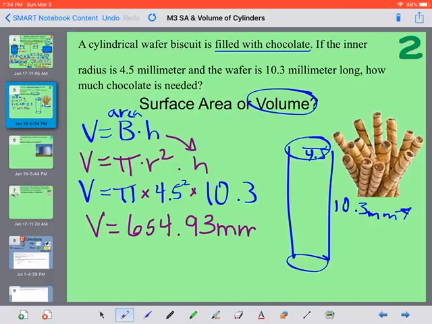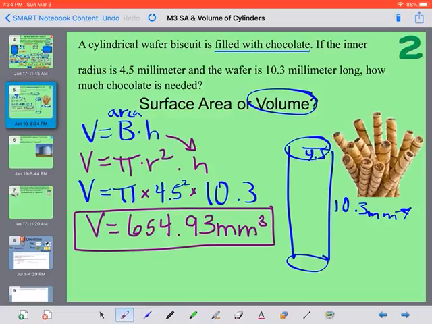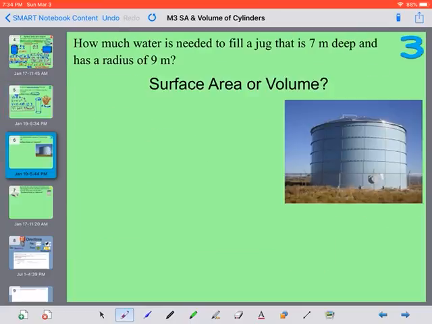And we're talking about millimeters cubed, since we're talking about volume, it's a three-dimensional shape. And that actually makes sense because a millimeter is really, really tiny. So there's a lot of little bits of chocolate inside there. Flip over to the back side. We have two more questions.